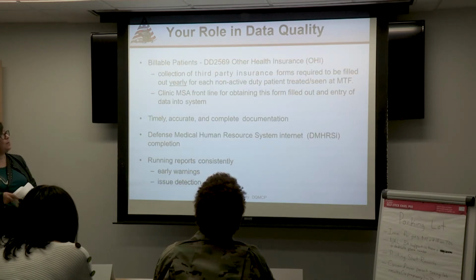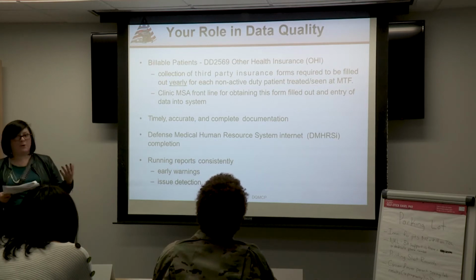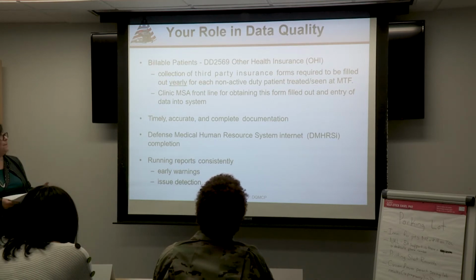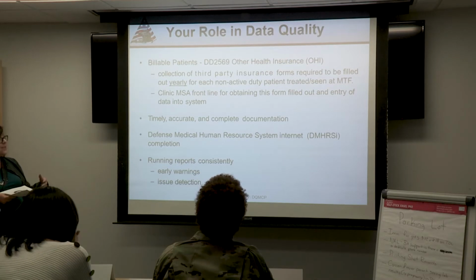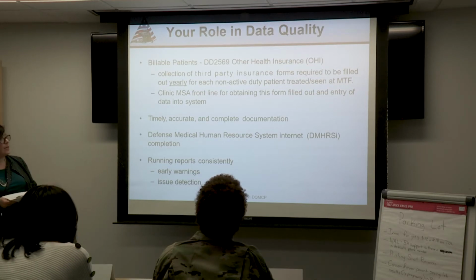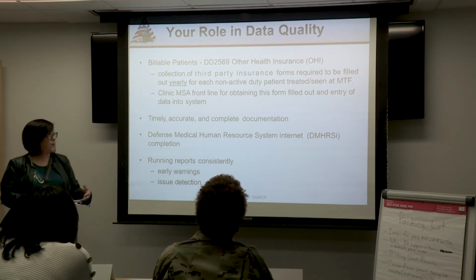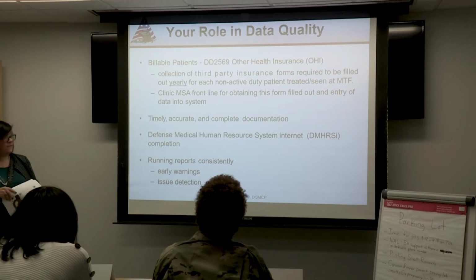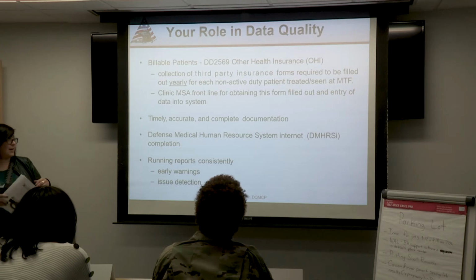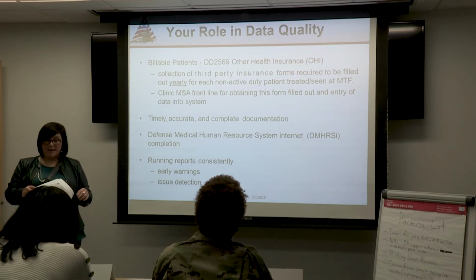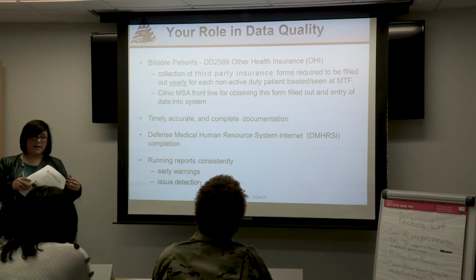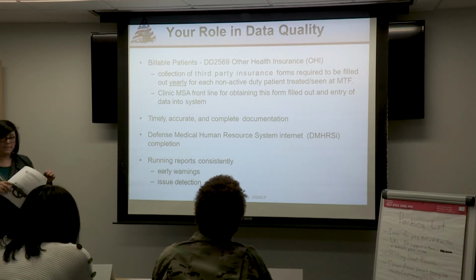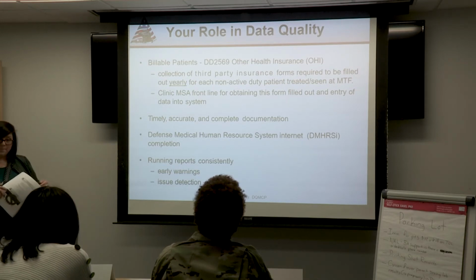Okay, so our billable patients, DD Form 2569, other health insurance. We talked a little bit about that yesterday. It's the collection of a third-party insurance form, which is required yearly. When our MSAs collect that, we want to have them get the form filled out, get it signed, and then input the data regarding that 2569 into MHS GENESIS, right?